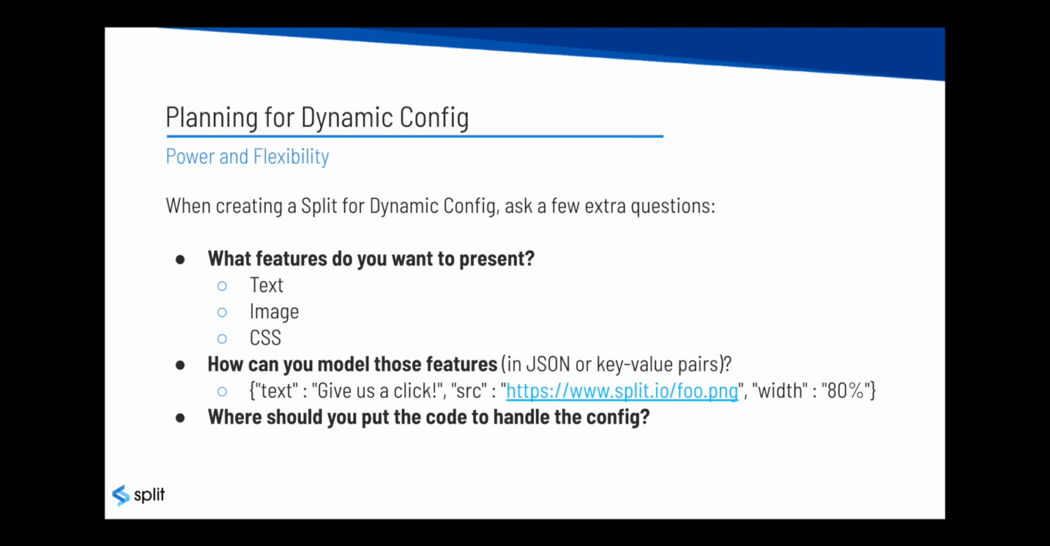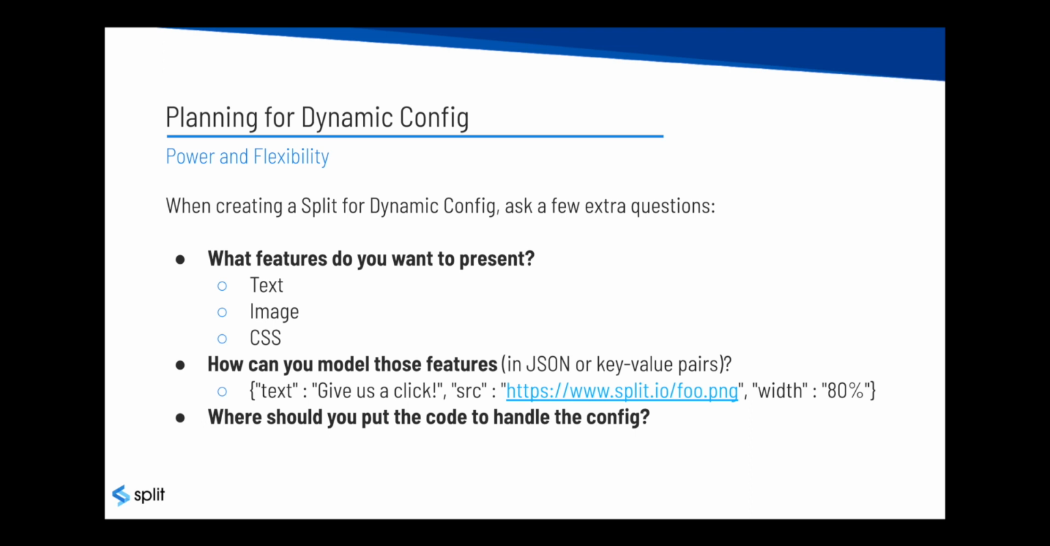If you want to do dynamic config, there is a little bit of planning involved. In particular, the product owner or product manager often wants to have a conversation with the developer when they're ready to put in the split. What do you want to make flexible? In my example, I had some text and an image and some CSS styling that all went into the configuration. You can do anything you want.